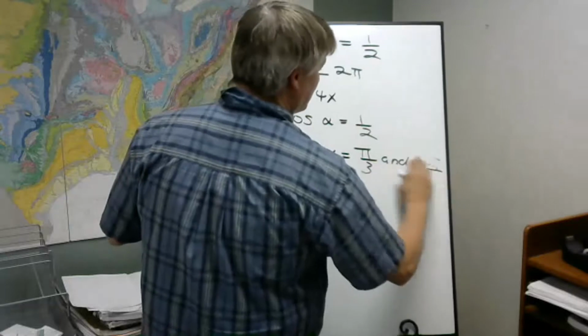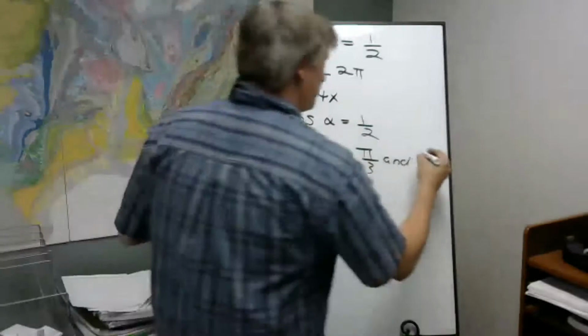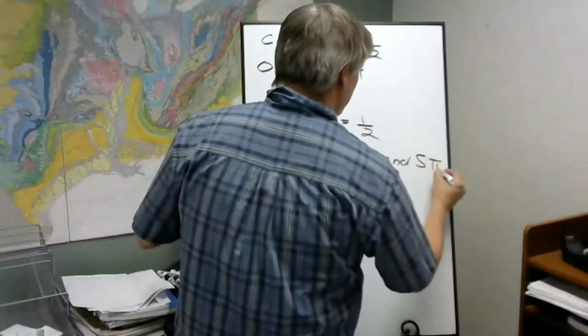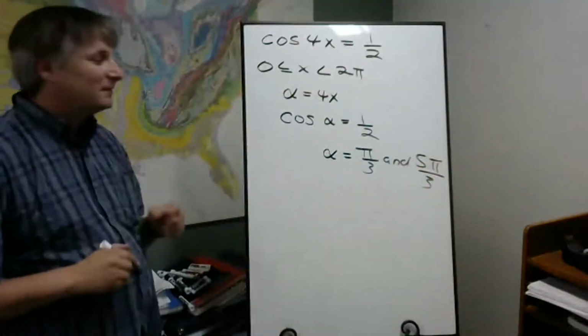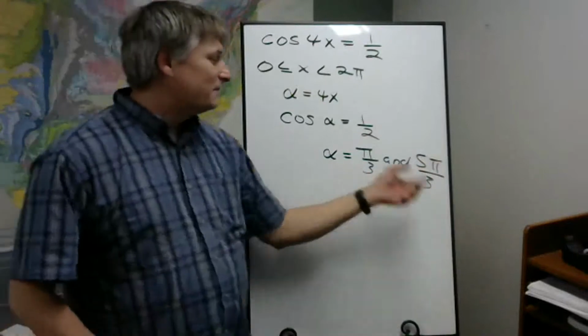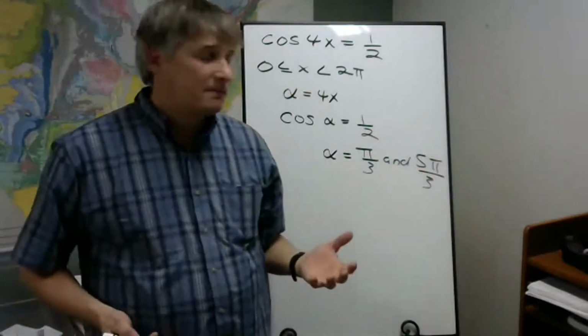Oh, no, not 2 pi over 3. I'm sorry. Give me a second. 5 pi over 3. Should be right. Yes. So pi over 3, 5 pi over 3. So that's what your alpha is going to be.